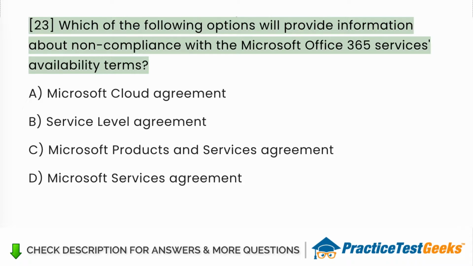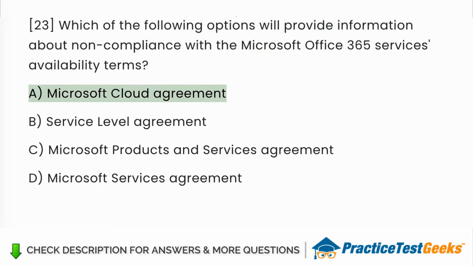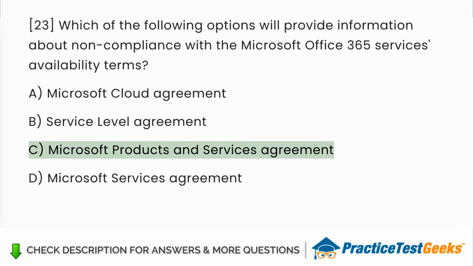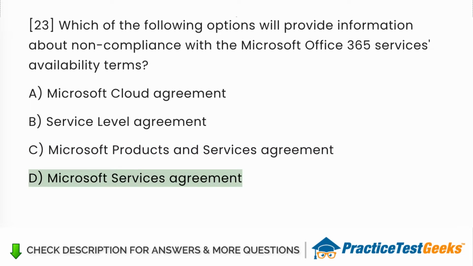Which of the following options will provide information about non-compliance with the Microsoft Office 365 Services Availability Terms? A. Microsoft Cloud Agreement. B. Service Level Agreement. C. Microsoft Products and Services Agreement. D. Microsoft Services Agreement.